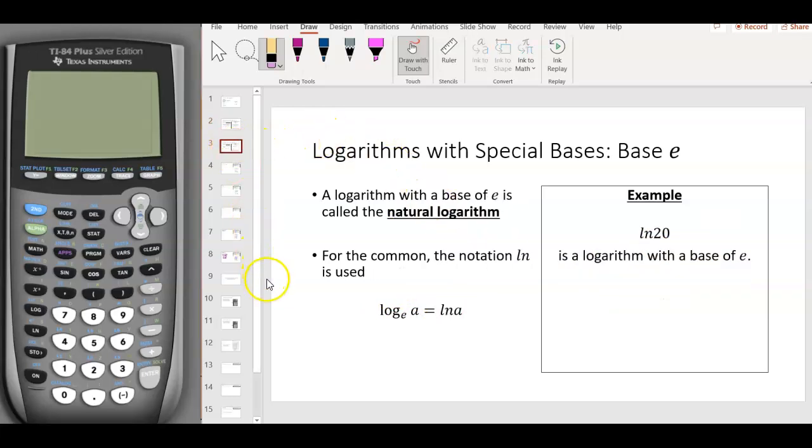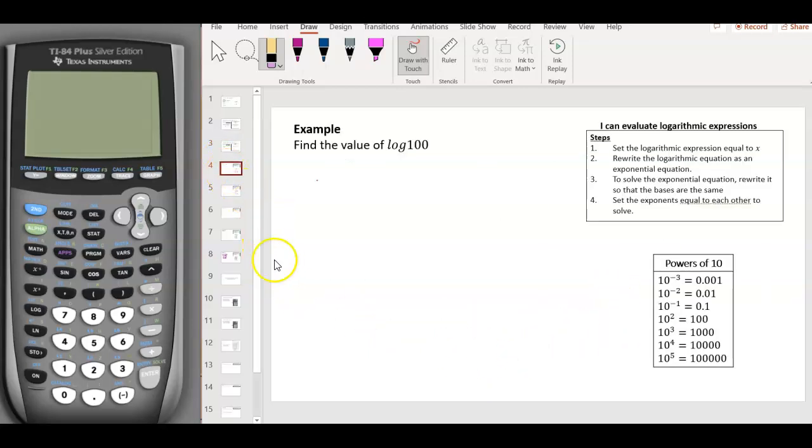Another special log is the natural log, which has a base of e. For the natural log, we use the notation ln. So the ln of a means we're taking the log base e of a. ln 20 is telling us that we have a logarithm with a base of e. So let's try evaluating some of these special logs.